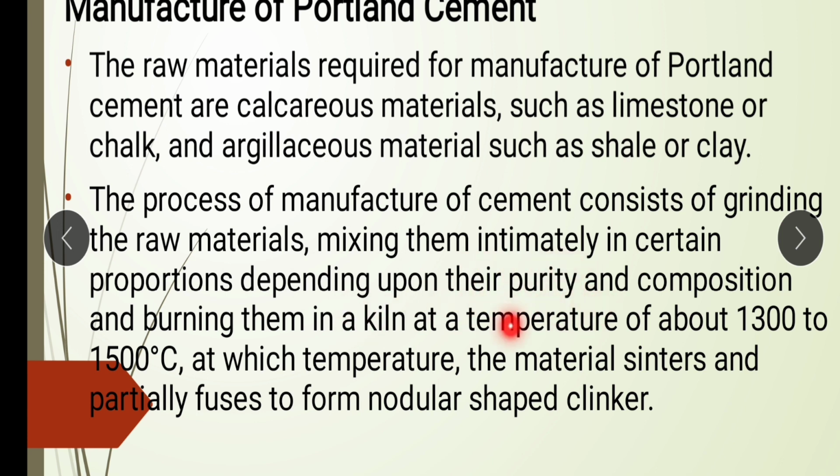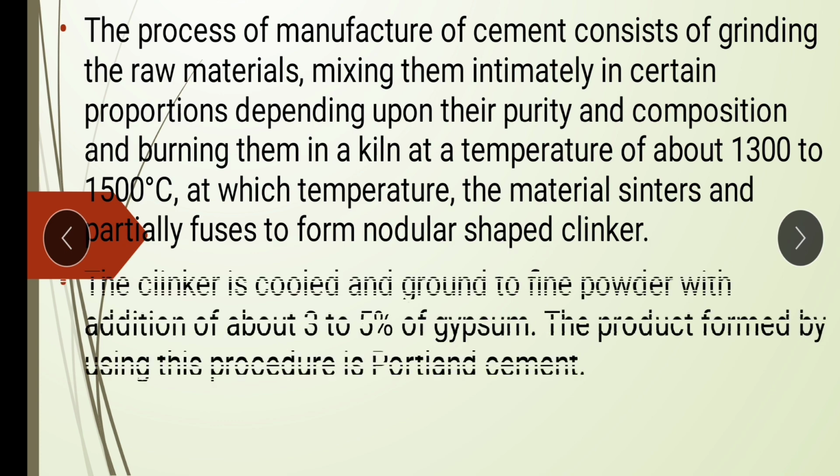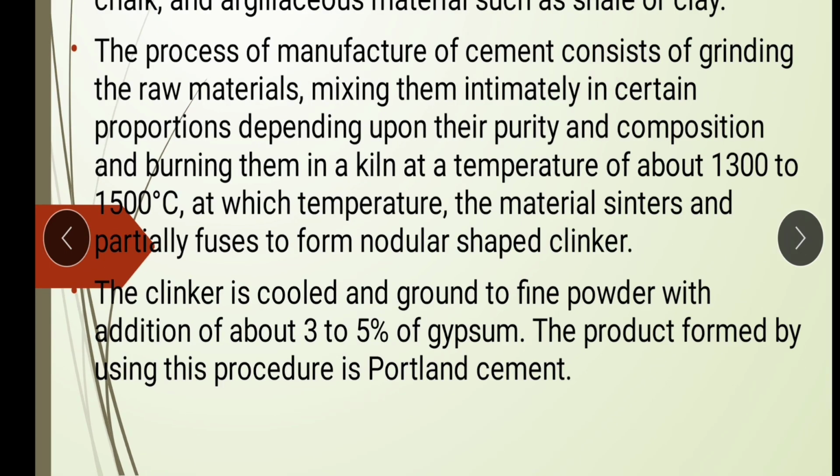Similarly, the process of manufacturing is generally by grinding the calcareous and argillaceous materials into powder form, then mixing and burning at a temperature of 1300 to 1500 degrees centigrade, where the materials sinter and partially fuse to form nodular shaped clinkers, like a solid shape of aggregates or rock type formations. So those are the clinkers. This is how we prepare the clinker form of cement.